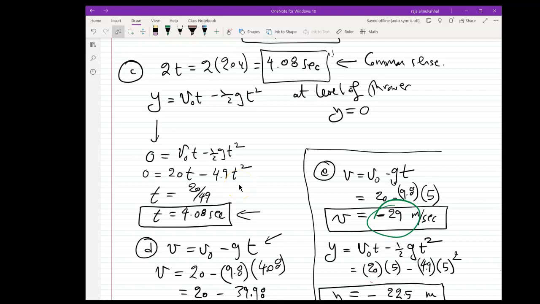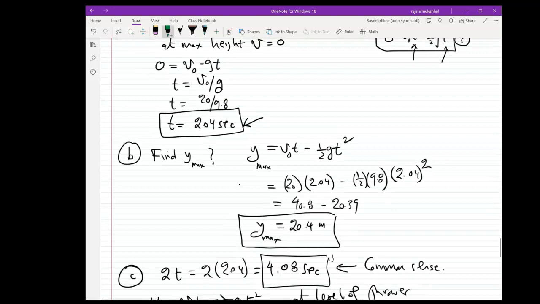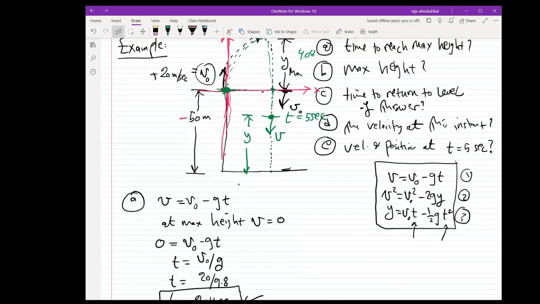I'm having a second thought on the height here. y equals negative 22.5. Where am I measuring it from? I'm measuring it from the level of the thrower. Remember that. I don't want to make a mistake. I think my drawing here is incorrect. What I'm trying to say is we started from here, right? We started right here. And then on the 5th second, it goes up.